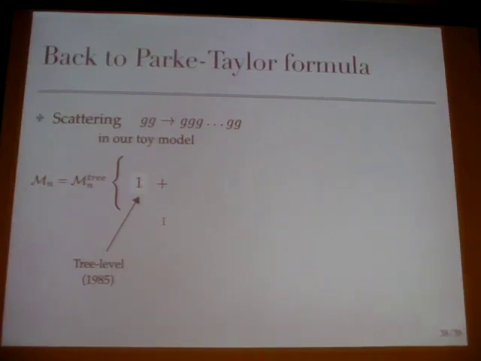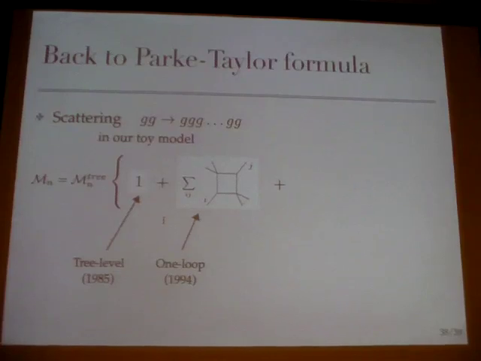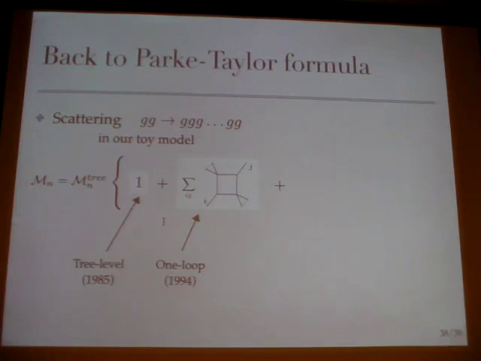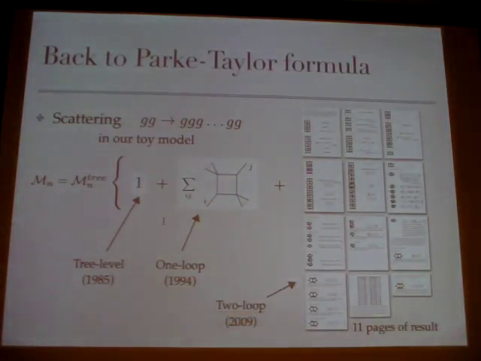Now, in 1994, using unitarity methods, people calculated the full one-loop correction. And that was the first success of unitarity methods, and it is a sum over a single type of diagram. Now, the 2-loop calculation was only done in 2009, so it took 15 years to do the complete 2-loop calculation. And it's 11 pages of results.